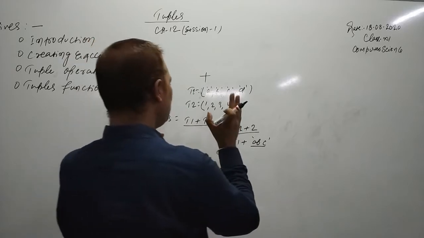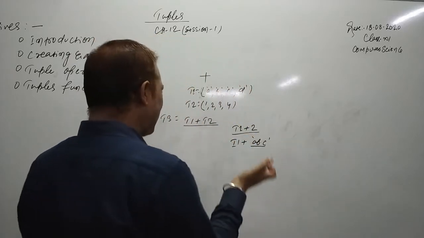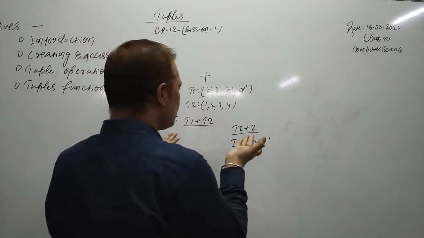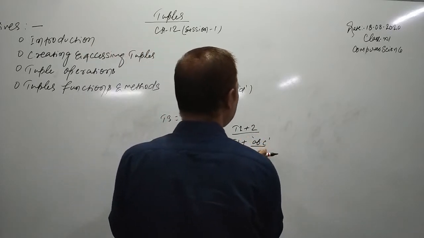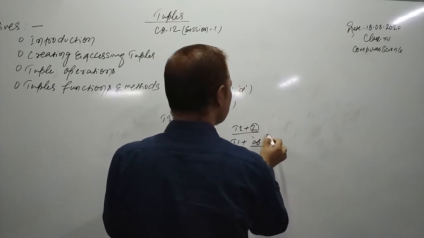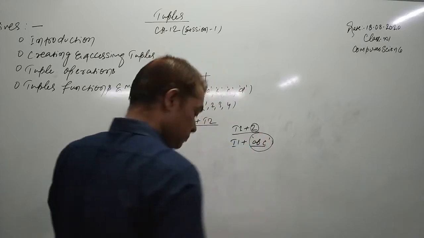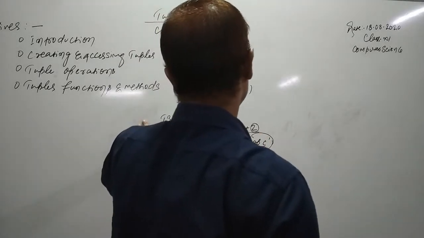Mind it, if you are using a tuple, left and right, the data you are adding should be a tuple in nature. Here 2 is not a tuple, so it will give you an error. ABC is a string. You can't add a string like this in case of tuple plus operation.